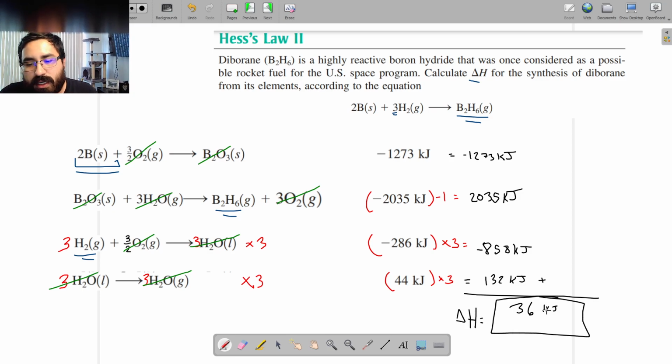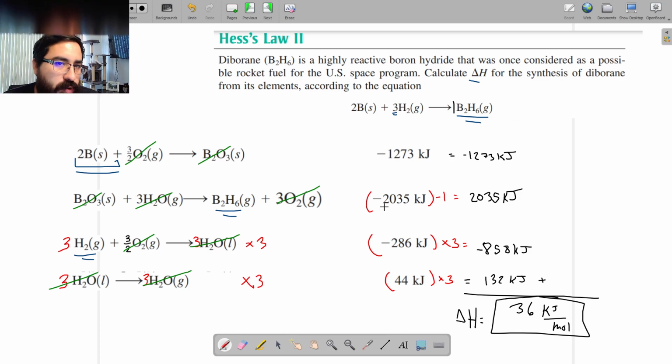And if we wanted to be a little bit more specific, since this makes 1 mole, right? If you look at the coefficient in this reaction, it is a 1. So this is actually 36 kilojoules per mole. But if there was a 2 there, you can divide it by 2 so you can get your per mole. But that's basically it for our delta H. This is how you do Hess's law.